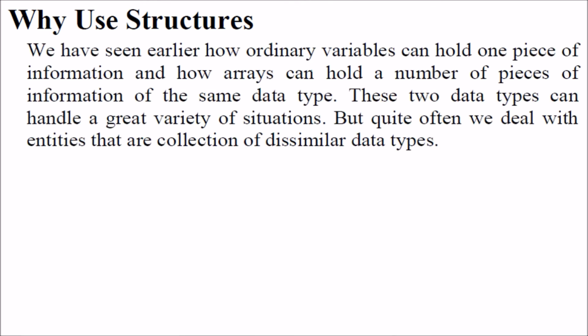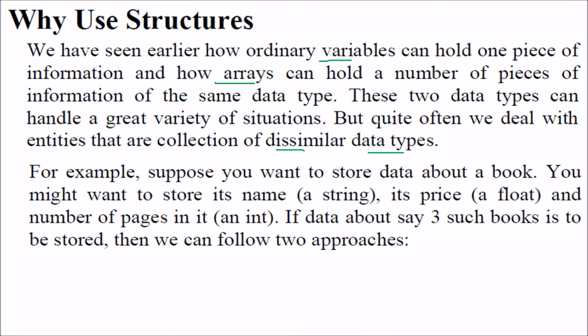So why use structure and what are structures? Ordinary variables can hold only one piece of information, and arrays can store a number of pieces of information of the same data type. But when you want different, that is dissimilar, data types to be kept, for that we would require structures. Suppose we have a book and we have to store the name, the price and the pages.